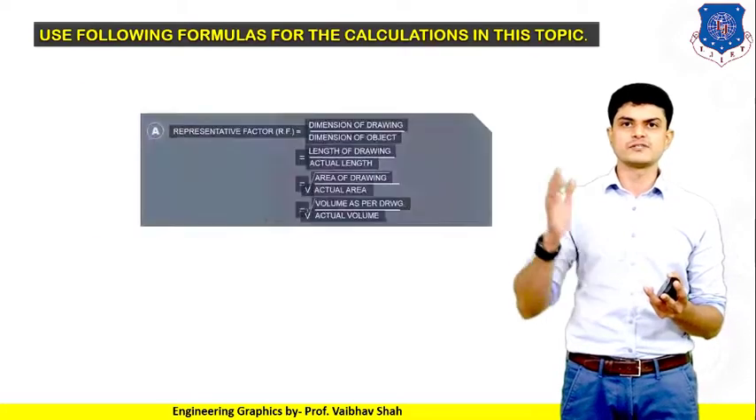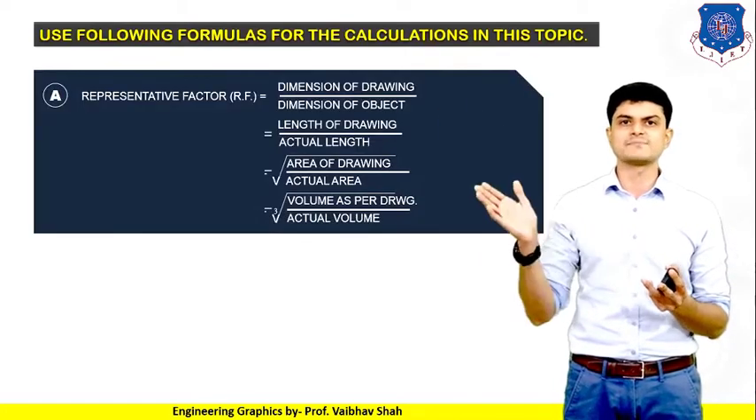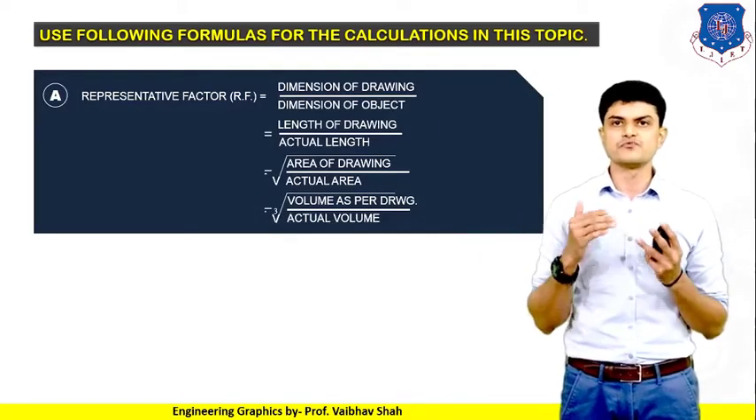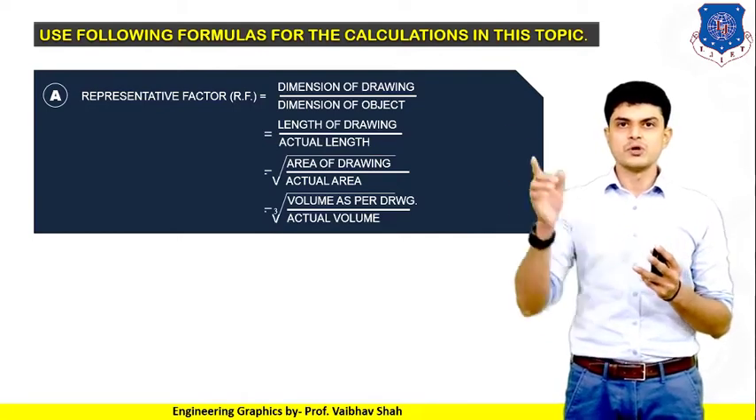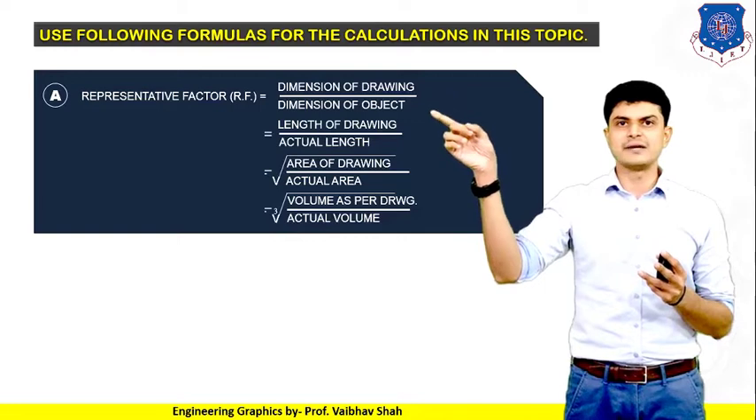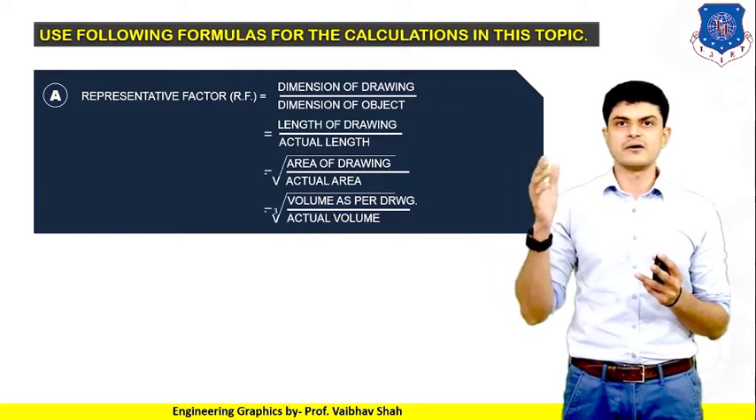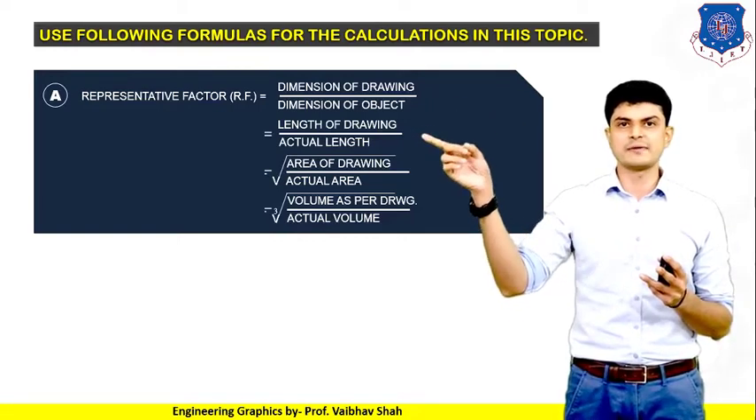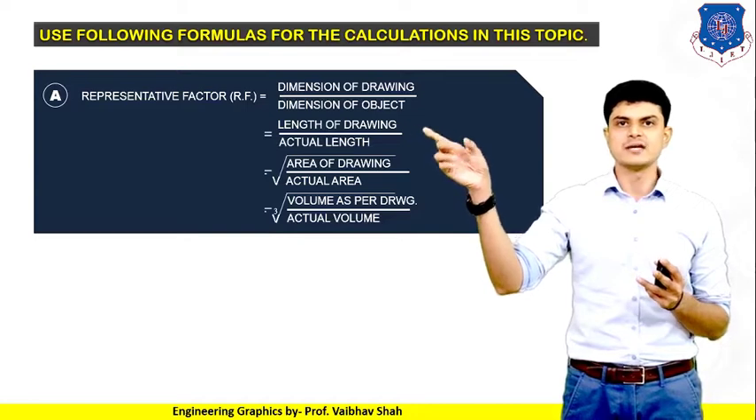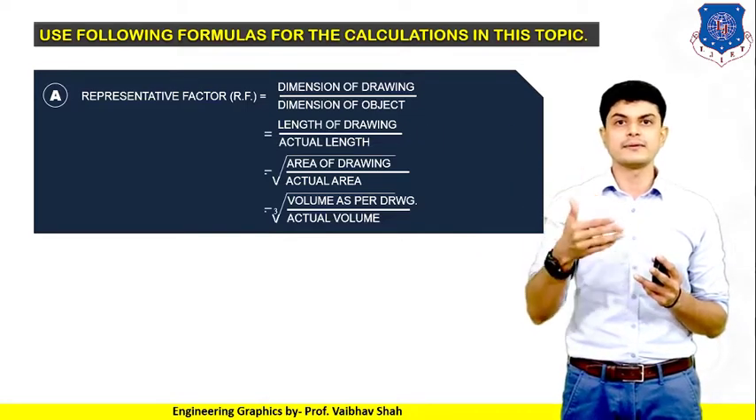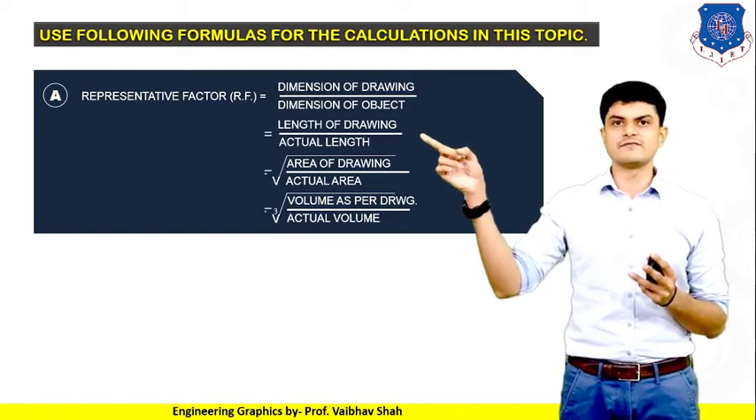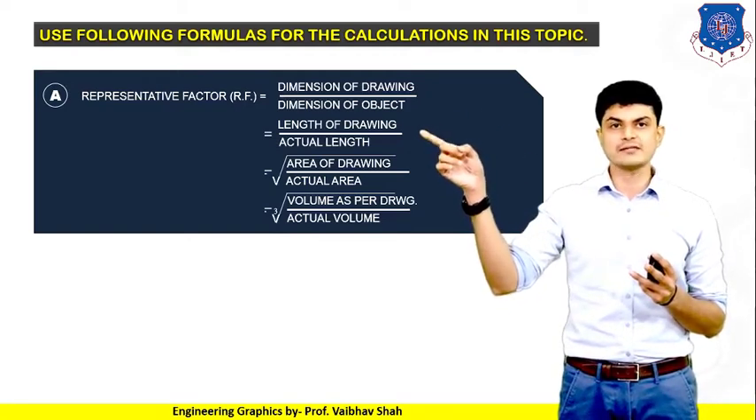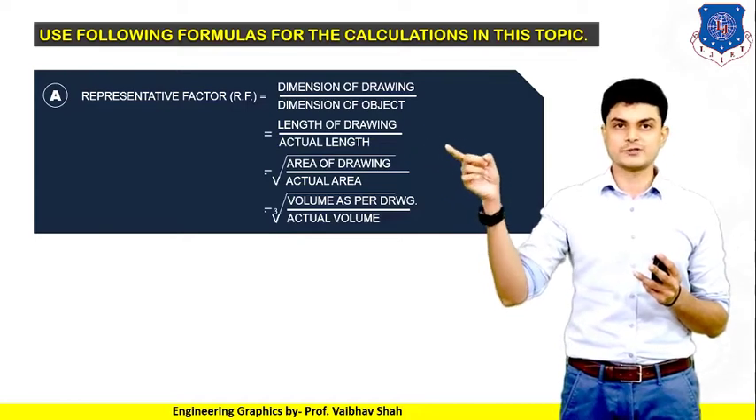We will be using the following formulas for calculation. Let us begin with the first formula. As you can see, representative fraction or RF is the dimension of drawing upon the dimension of the object. Whenever the dimension is in the form of length, we can modify this equation like this: length of drawing divided by actual length.